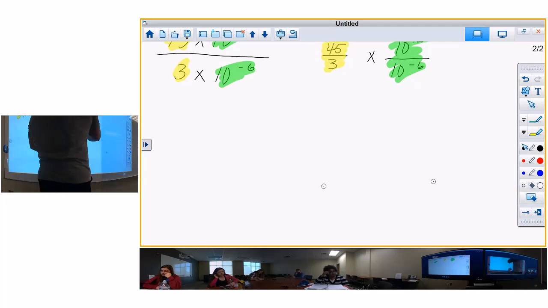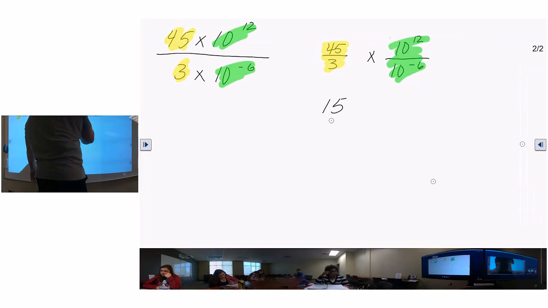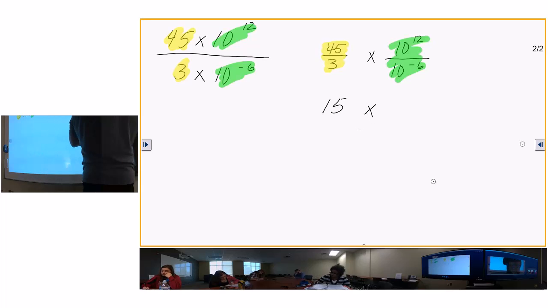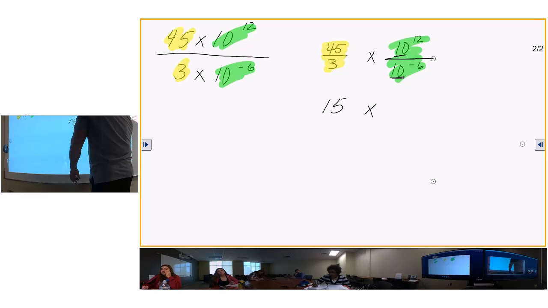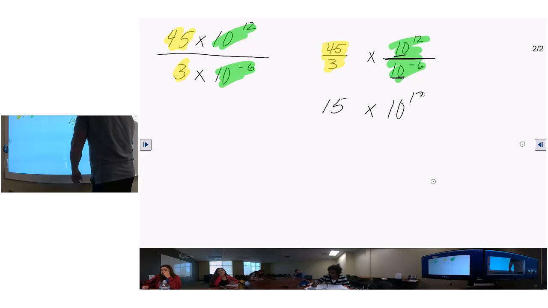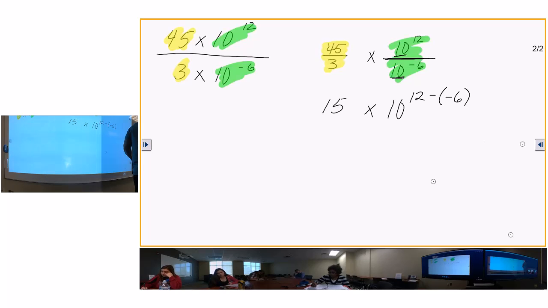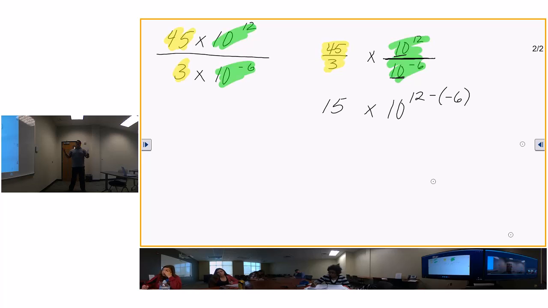And now do the math. 45 divided by 3 is 15. Times, now be careful here. What are you supposed to do when you have the same base and you are dividing? You subtract. Subtract 12 minus a negative 6. What's the most common mistake students make here? They say, well, there's a negative 6 there, so we'll just put that in there, and they get 12 minus 6 is 6. You have to add them. And they get it wrong, yes.